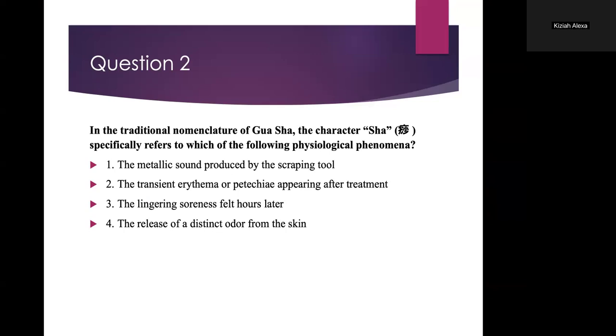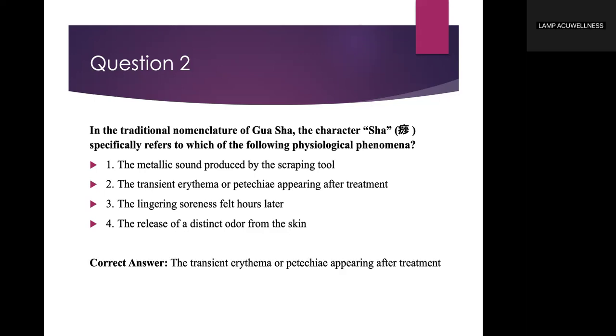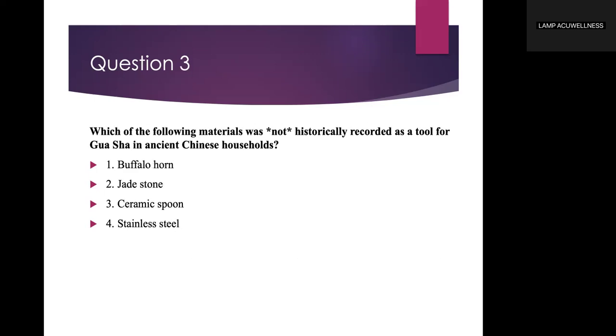In the traditional nomenclature of Gua Sha, the character Sha specifically refers to which of the following physiological phenomena? The transient erythema or petechiae appearing after treatment. Yeah, that's petechiae, okay? That's the term for the erythema. Yeah, that's the Sha. Erythema. So pinapalabas natin yung Sha.